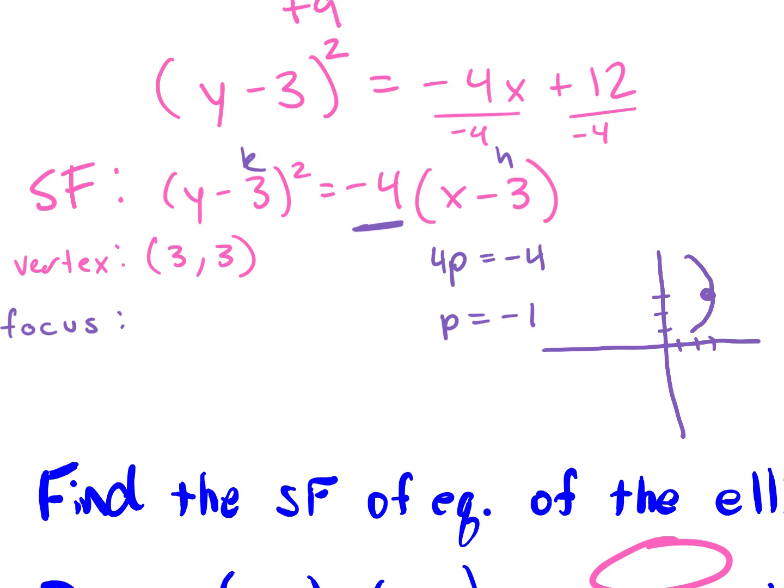Now p is the distance from my vertex to the focus. So I'm going to go to the left one spot. Now that point is (2, 3). Perfect. Directrix is in the opposite direction of the focus. So instead of going to the left, which we did for the focus, we would go to the right one for the directrix. And directrix is a line.